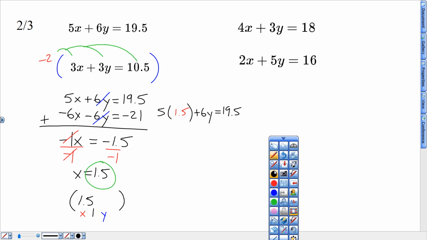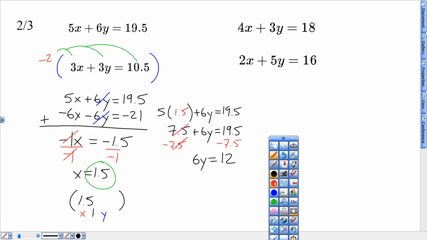Using my calculator, 5 times 1.5 gives me 7.5 plus 6y equals 19.5. Then right there, two-step equation. I'm going to subtract this 7.5 away, and then I'm going to divide by 6. So subtracting 7.5 away, this gives me 6y equals, and on my calculator, 19.5 minus 7.5 gives me 12.